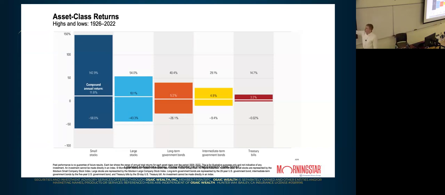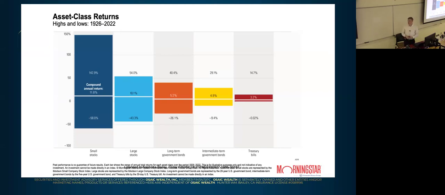The reason that you get an almost 12% return with small cap stocks is because you had times where it was up 150% and times when it was down 58%. The reason you get a compound 10% return with large stocks is because it has times of being up 54 and times of being down 43. So yes, there are going to be times where volatility goes crazy and there are going to be huge swings, but that's part of what contributes to those compound returns.